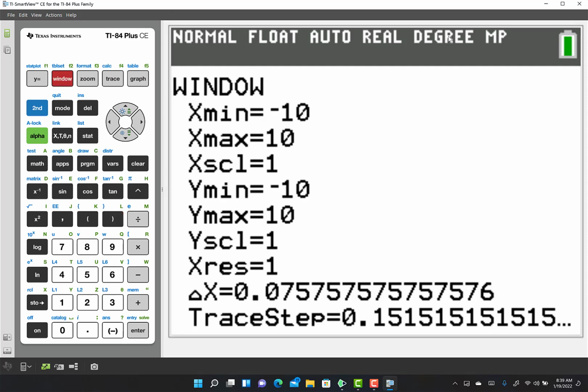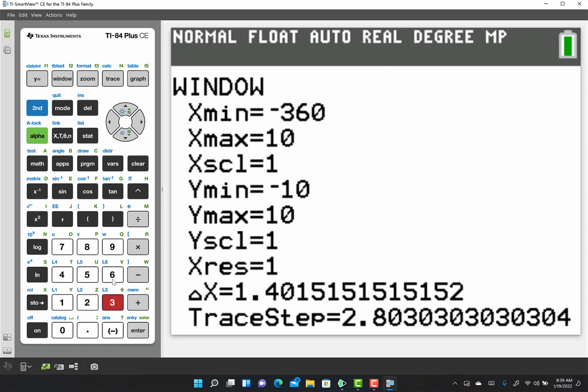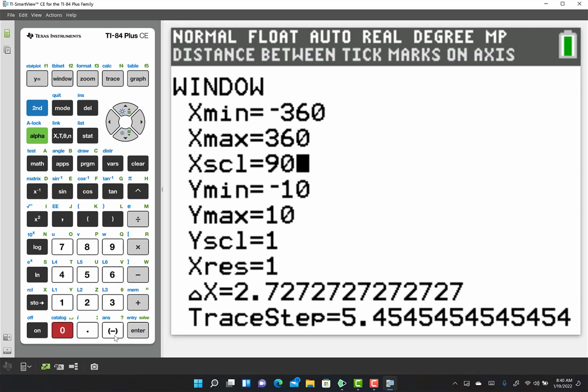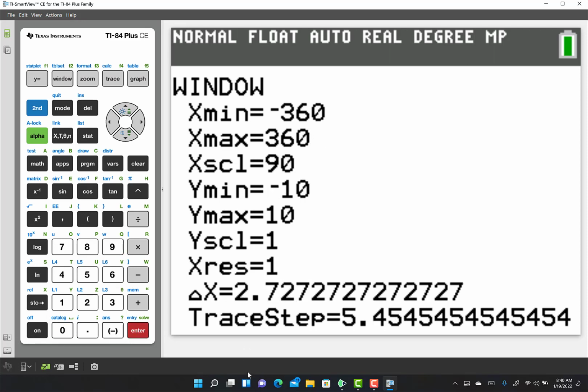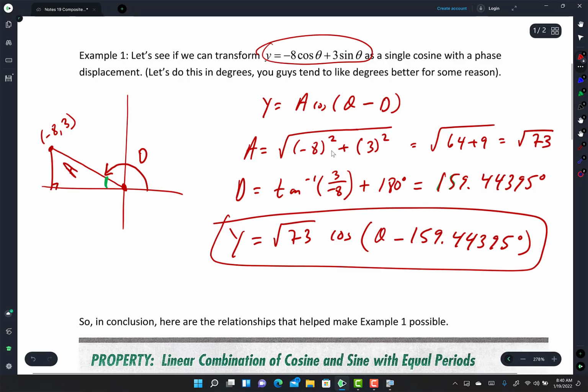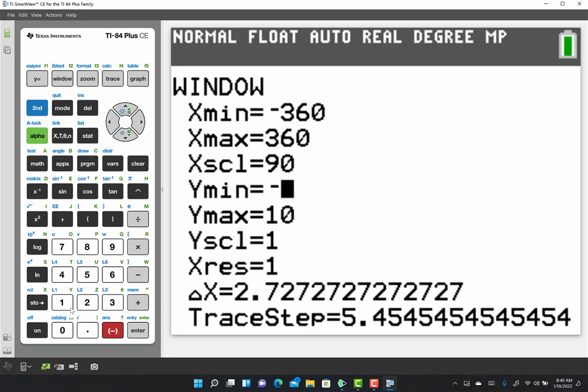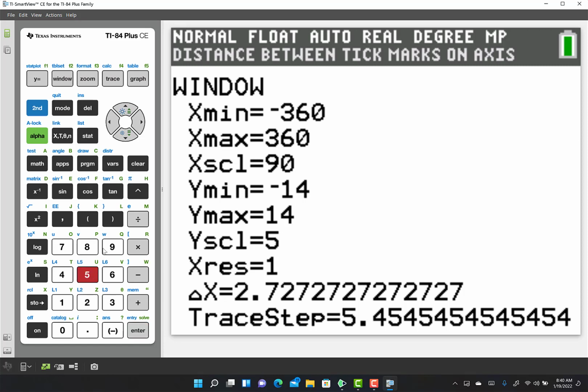And because we're in degrees, you're going to go -360 to 360. X scale doesn't matter. Go by 90. And let's see, y min, 8, 9, 10, 11. So let's go from -14 to 14, so we can capture it all. And y scale doesn't matter. You can go by 1 or by 5. Push graph.